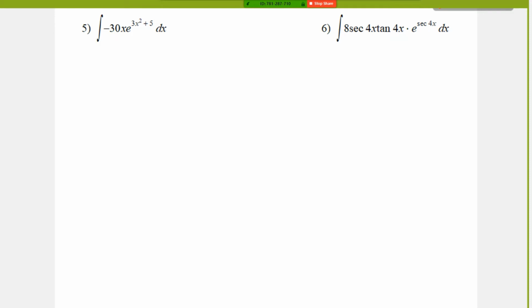Handful more. I'm going to see if I can hear Andrew over on Zoom. Andrew, for number 5, what is my u? Okay, so if I make my u e to the 3x squared plus 5x, when I go to derive that, my derivative will also be e to the 3x squared plus 5x times 6x plus 5. That's, unfortunately, I don't have another e to the power out here, so I need to change my u.